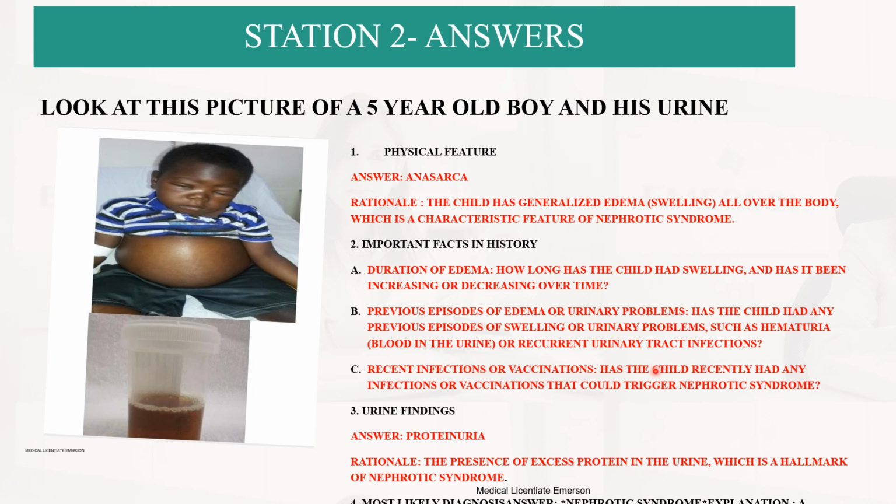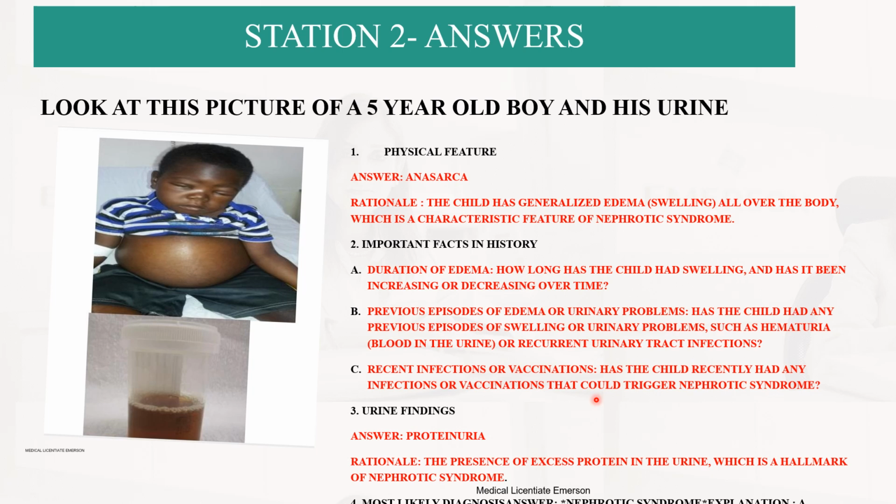So you need to ask if the child recently had any infections or any vaccines that could trigger a condition. For instance, in our case, we are thinking of nephrotic syndrome. So you can ask, which vaccines do you think can trigger nephrotic syndrome? Of course, we'll be talking about the pneumococcal vaccines as well. They can of course trigger this. So that's why history taking is important in asking questions.